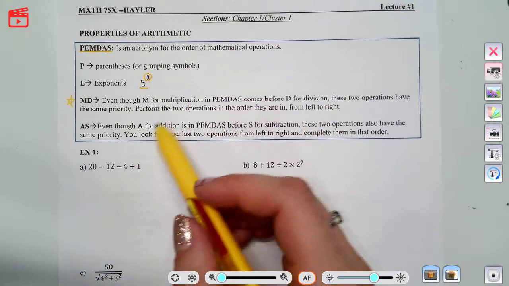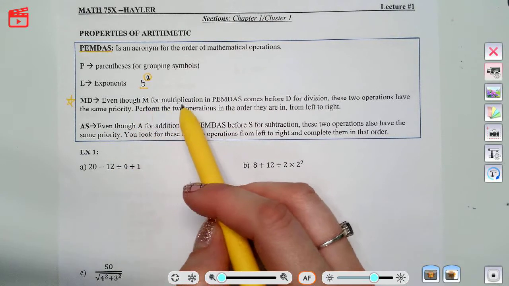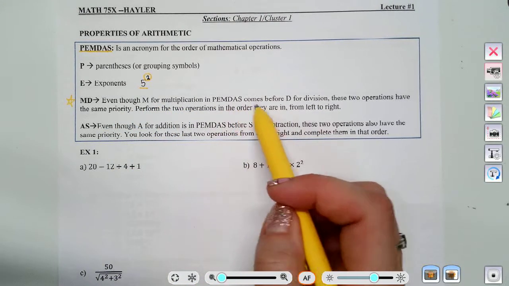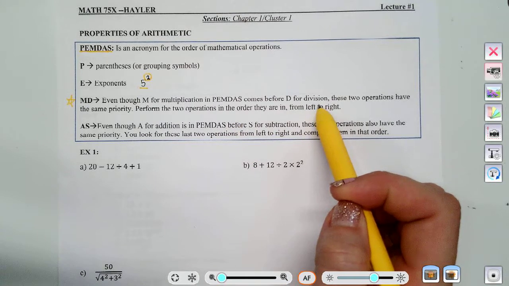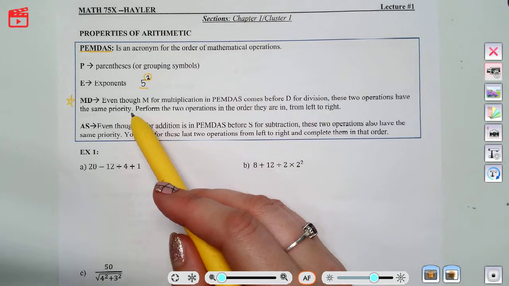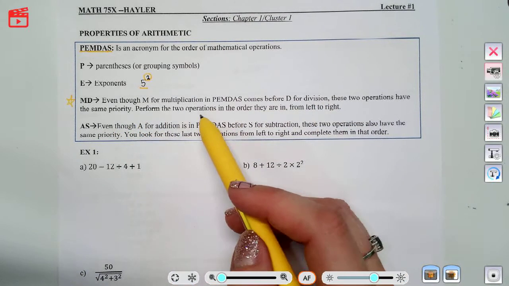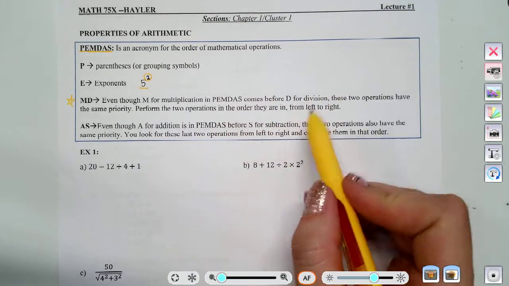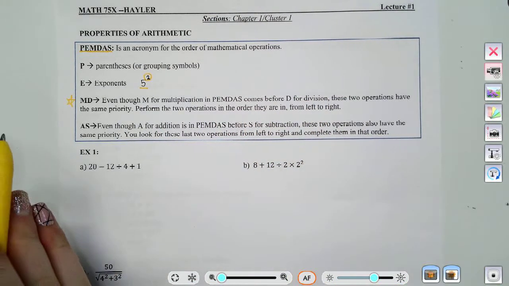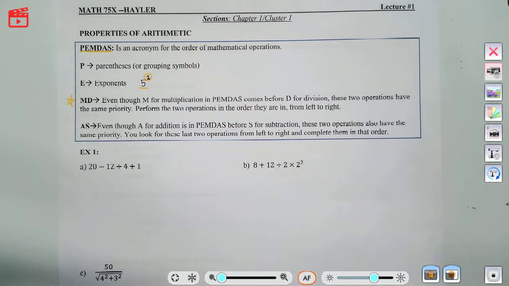Let me read this. Even though M for multiplication in PEMDAS comes before the D for division, these two operations have the same priority. So perform the two operations in the order they come, from left to right. Just like how we read in a book, we're going to do the operations from left to right.